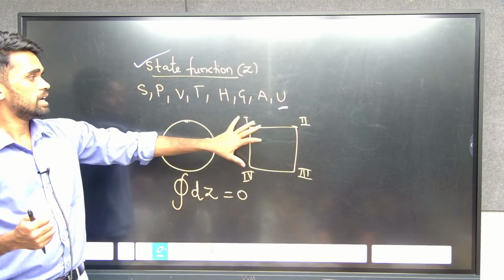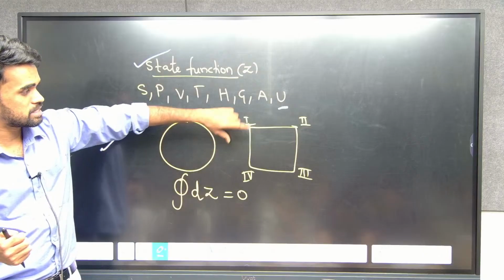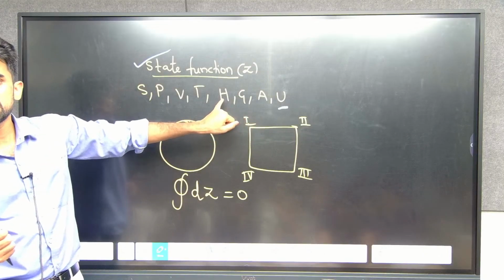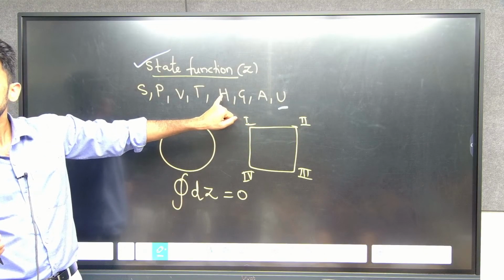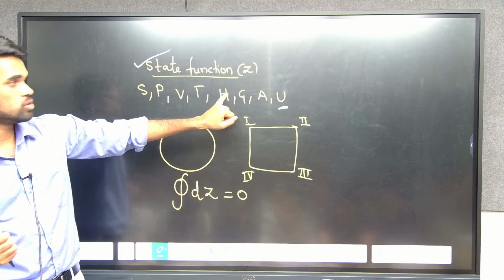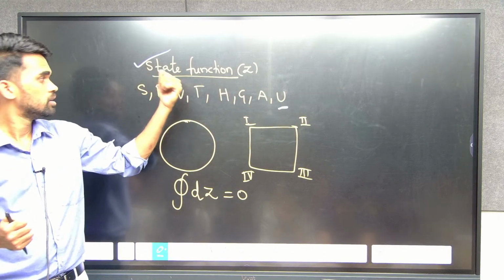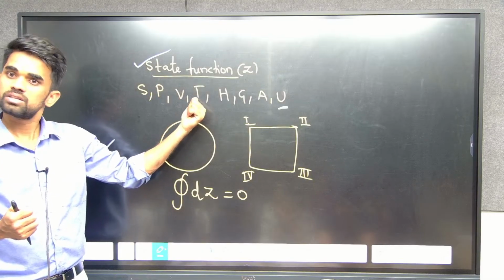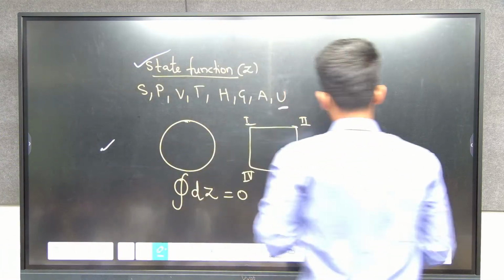So for a system operating in a cyclic process, the enthalpy change will be 0. Entropy change will be 0, temperature change will be 0, okay, like this. Now one more thing.